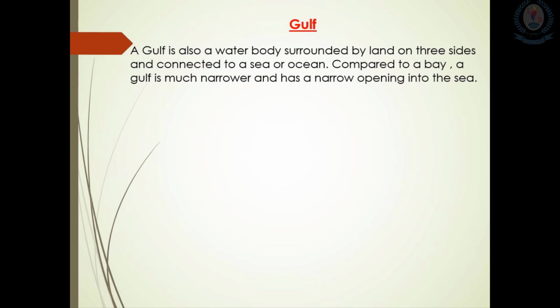A gulf is also a water body surrounded by land on 3 sides. A bay is also a water body surrounded by land on 3 sides. But the difference between a gulf and a bay is, a gulf is much narrower and has a narrow opening into the sea. But a bay is much wider than a gulf. That is the difference between a gulf and a bay.